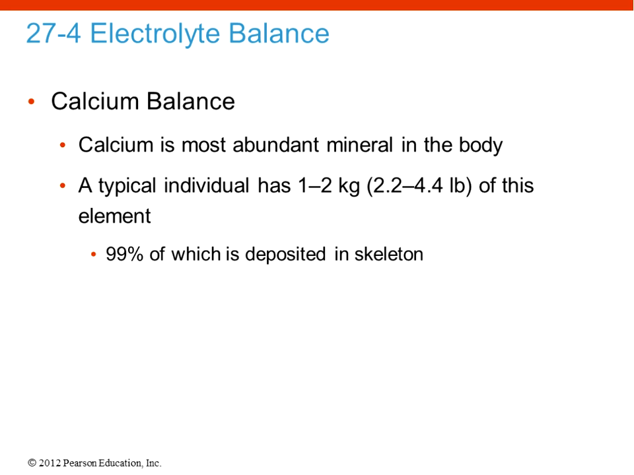Now for calcium balance. Calcium, we saw quite a few uses for calcium. We saw it for increasing the refractory phase in cardiac muscles. We saw calcium be important for skeletal muscle contraction. We saw calcium being important for the exocytosis of neurotransmitters. We also saw calcium being important as a second messenger in the endocrine system. So calcium has a huge job in the body.